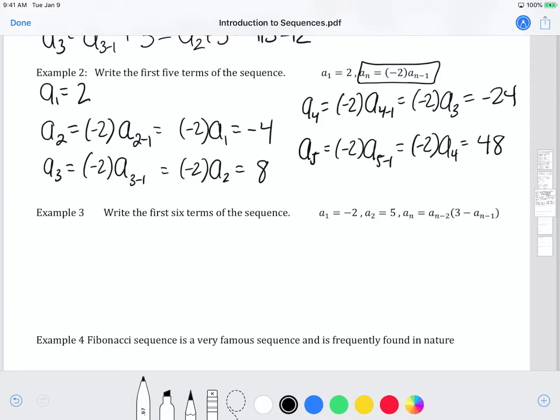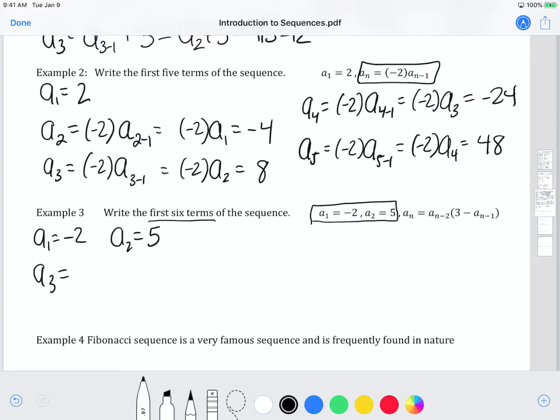In example 3, it says find the first 6 terms of the sequence. Now in this example, we use 2 previous values. We use A1 and A2. So we're given that A1 is -2 and that A2 is +5. And we want to find A3, A4, A5, and A6.